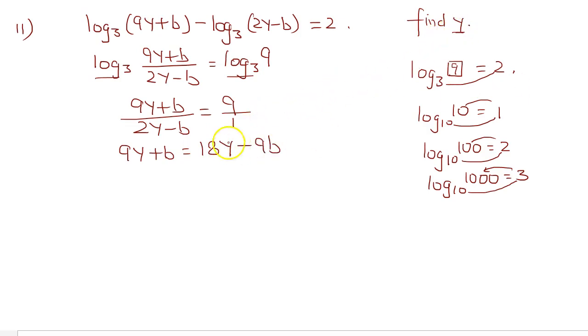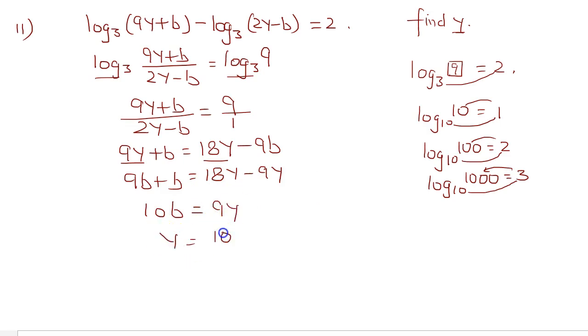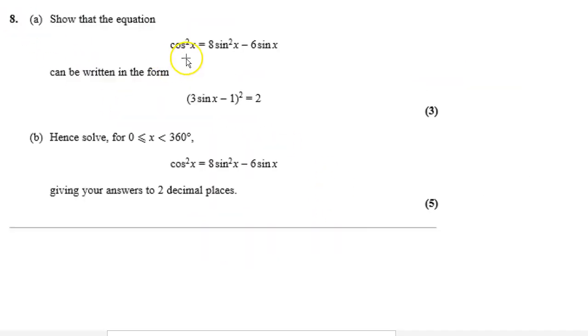We have to make y the subject and find y. So let's take y to this side. It will become 18y minus 9y. And if we take the b terms, it will be 9b plus b. So 10b is equal to 18 minus 9, which is 9y. So y will be 10b over 9.